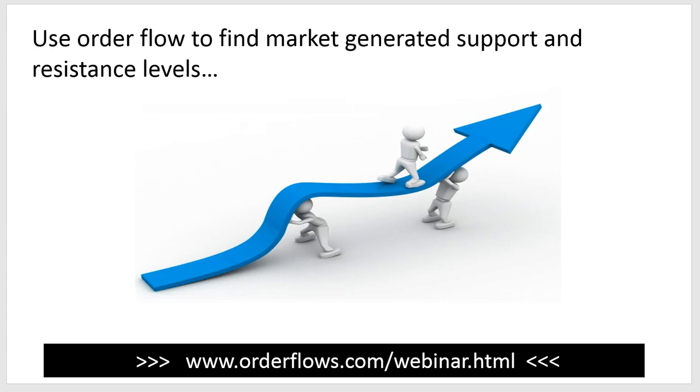And another thing that I'll be talking about is market generated support and resistance levels. A lot of people think they understand support and resistance, but they really don't. They're just basically looking at a chart and saying, well, price traded here, that's got to be a support level or a resistance level. We traded here twice. Well, not really. It can be something else that's going on.